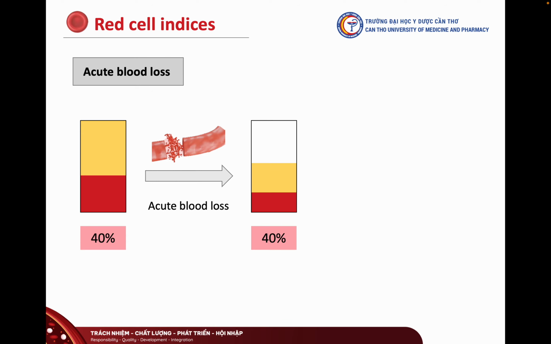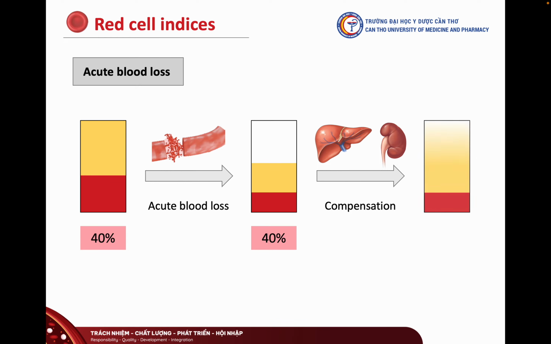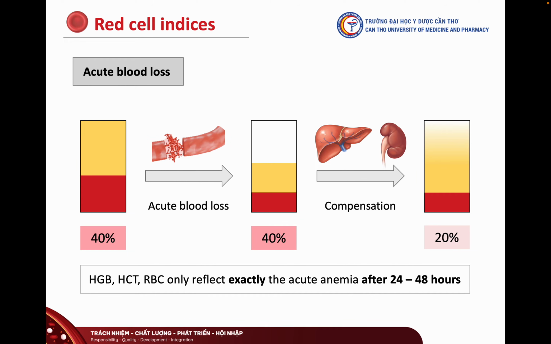But over the next 24 to 48 hours, the body compensates by restoring the plasma volume faster than the red cell mass. This leads to a drop in the RBC-related indices, which then reflect the true severity of the anemia. So remember, the HGB, HCT, and RBC only accurately show acute anemia 24 to 48 hours after acute bleeding.